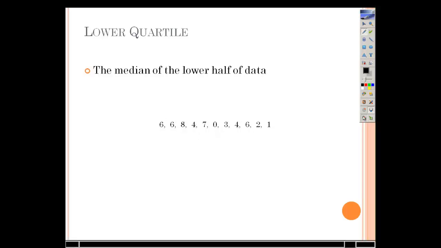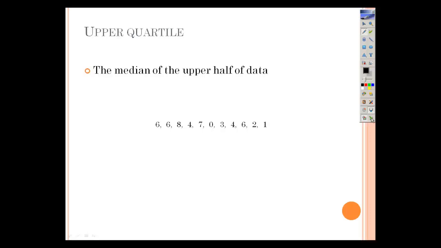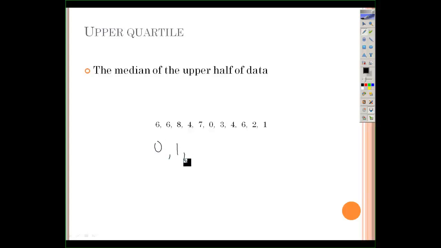Now let's talk about the upper quartile. The upper quartile is very similar to the lower quartile, except I'm finding the median of the upper half of data. So once again, we have the same problem. Quickly, I'm going to go ahead and put all the data in order. 0, 1, 2, 3, 4, 4. And go ahead and put it in order on your screen too, or on your paper as well. And we'll just start crossing off.